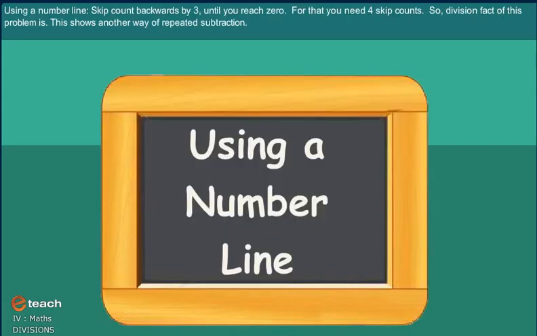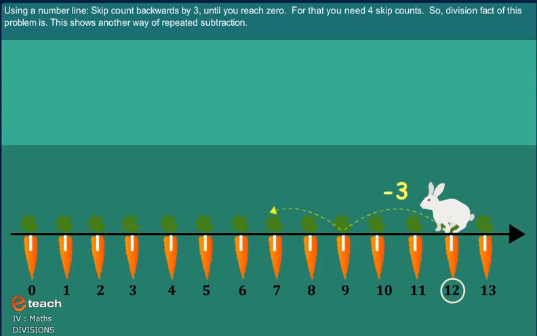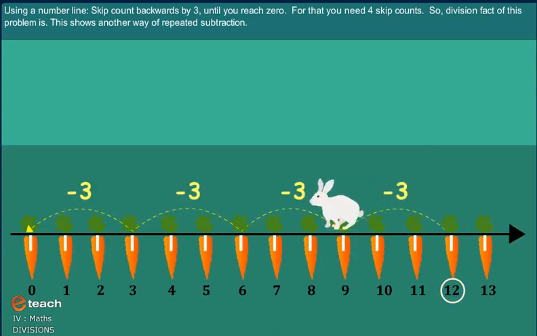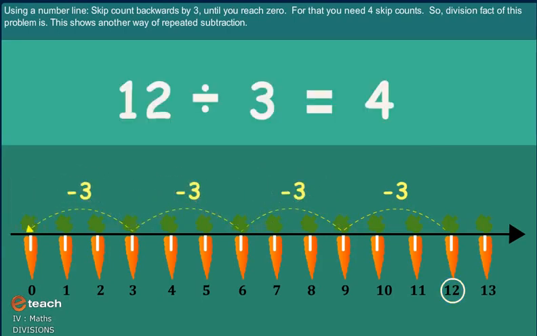Using a number line, skip count backwards by 3 until you reach 0. For that, you need 4 skip counts. So, the division fact of this problem is shown here. This shows another way of repeated subtraction.